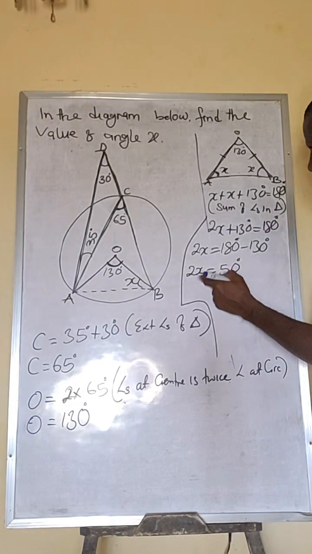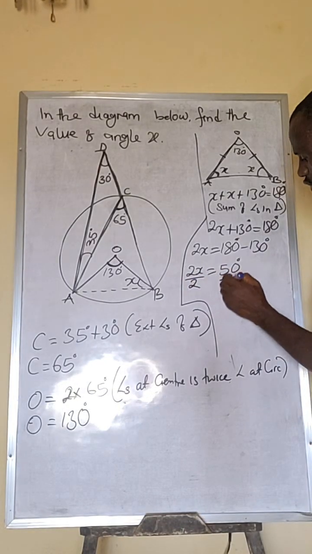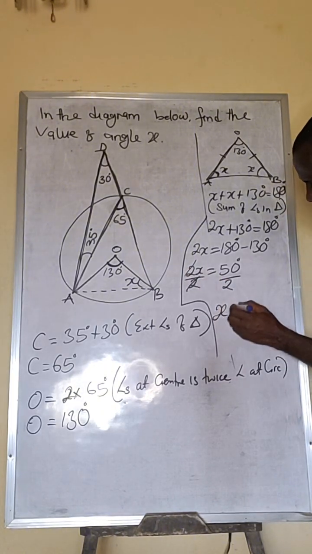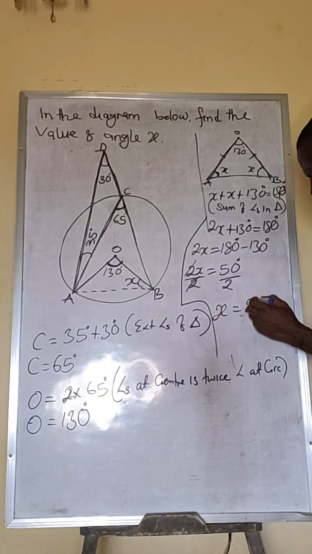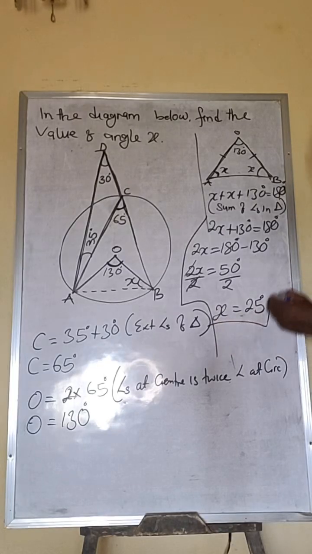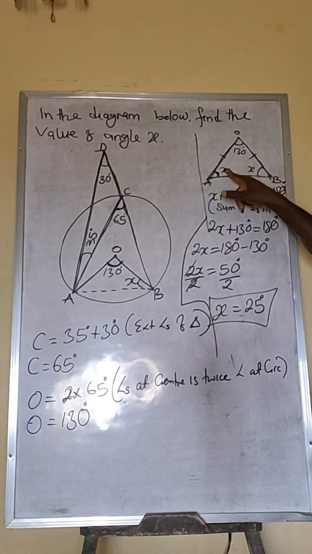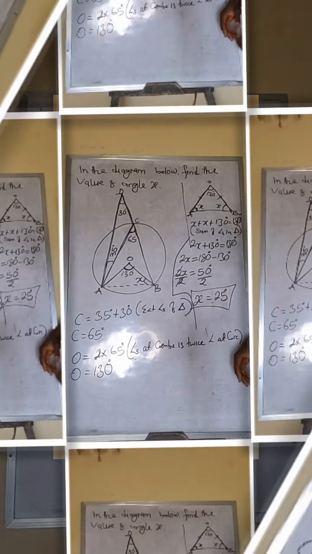We are looking for x, so divide both sides by 2 because we are dealing with an equation. These two cancel. We are left with x is equal to 25 degrees. And that is our answer. So here is X, here is X. So this X is 25 and this X is also 25.